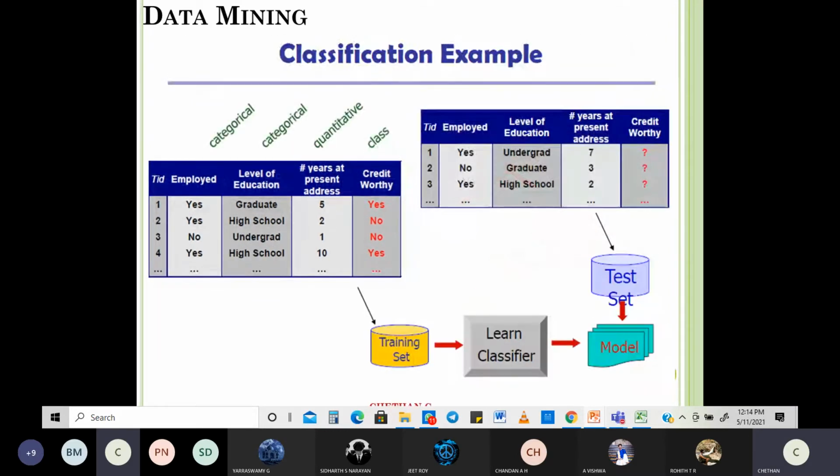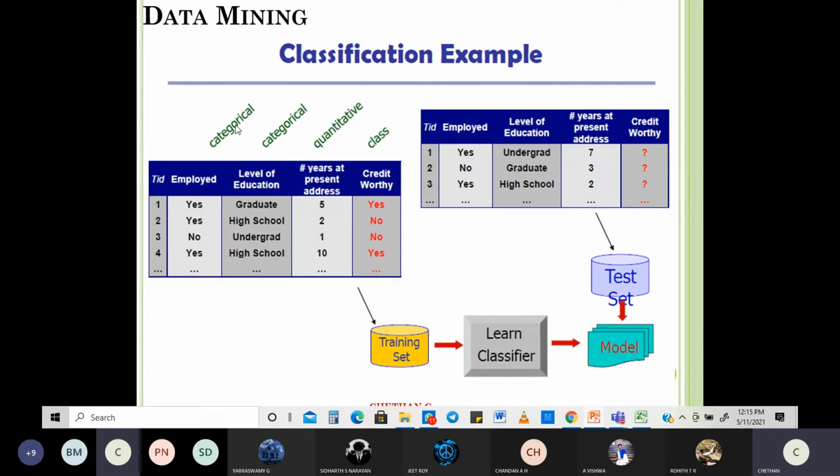Now you can see the example here. There is a table given with IDs, with employed, whether he is employed or not, yes or no values, so two values there. And level of education, based on years of stay, and whether he is worthy of taking a credit card or not. Based on that, you can see how the data is going to be used. This is the training set, and then we are putting it into a classifier. You are going to classify that data into some sort of category.